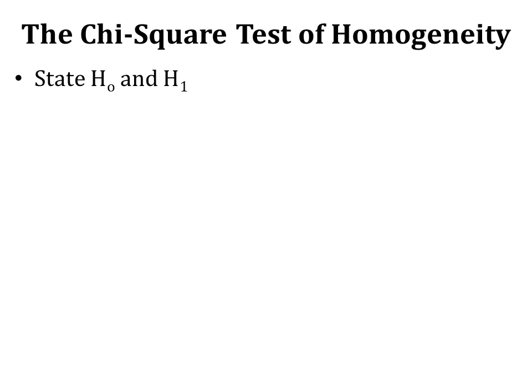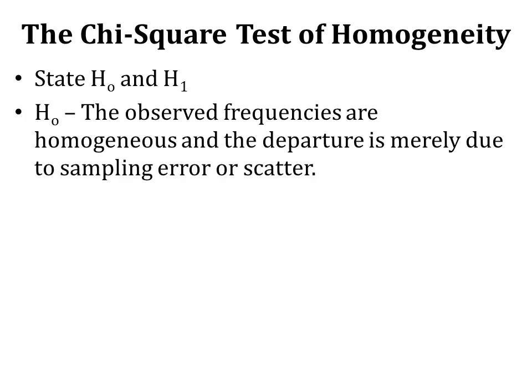So what is the next step? After stating the problem and choosing the type of chi-square test that we are going to use, we have to state the null and alternate hypotheses. Our null hypothesis is that the observed frequencies are homogeneous and the departure is merely due to sampling error or scatter. So we are assuming that this difference is non-significant and is only because of sampling error or scatter.